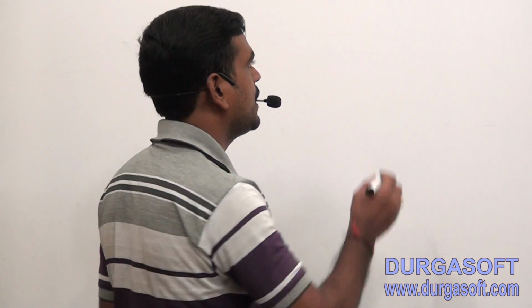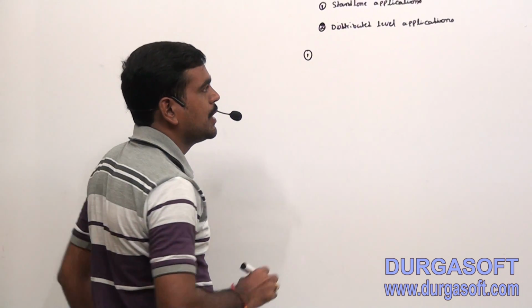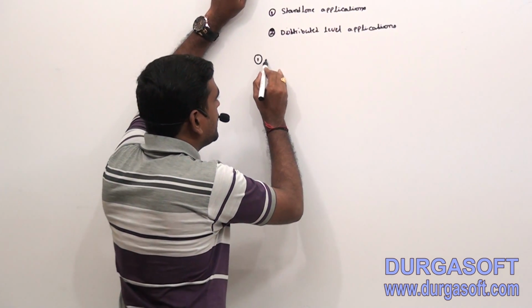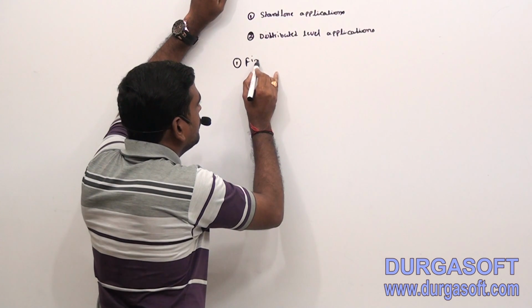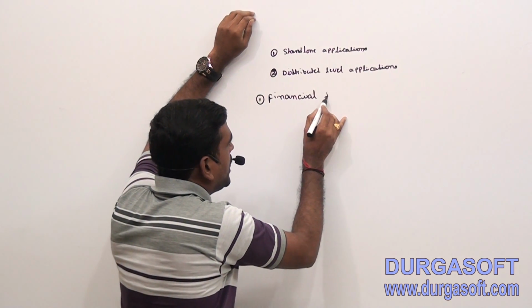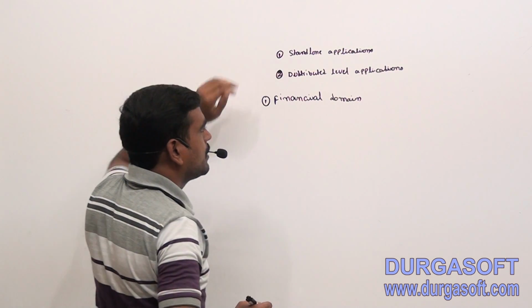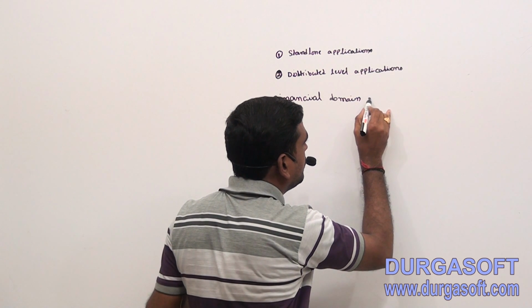For example, in the industry, so many distributed level applications are there. Now the first one is what? Financial domain related projects.